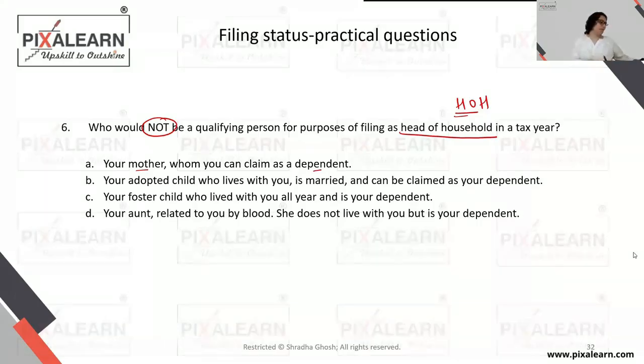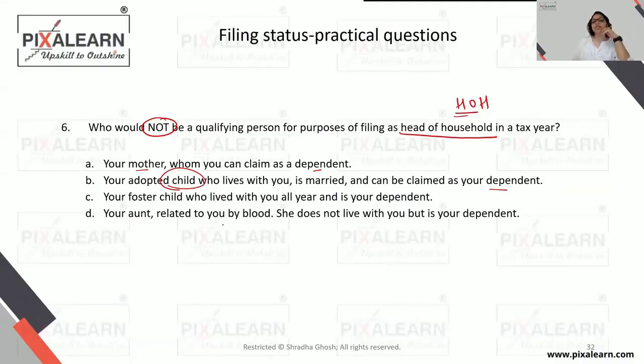Your adopted child who lives with you, is married and can be claimed as your dependent. So if I have my child who's living with me and I'm claiming the child as a dependent, I can claim that person for HOH status also. Your foster child who lived with you all year and is your dependent. Now remember, only qualifying surviving spouse excludes the foster child. Otherwise, everywhere, every child is included.